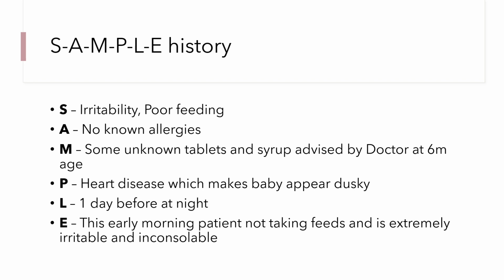P stands for past medical history. That means if the child has any significant previous medical history. They are telling that the doctor who had examined the child at 6 months had told that the child has some heart disease which will make the baby appear dusky or bluish. But the parents are not able to describe exactly what disease the child had, or to produce any reports or prescriptions of the previous doctor.